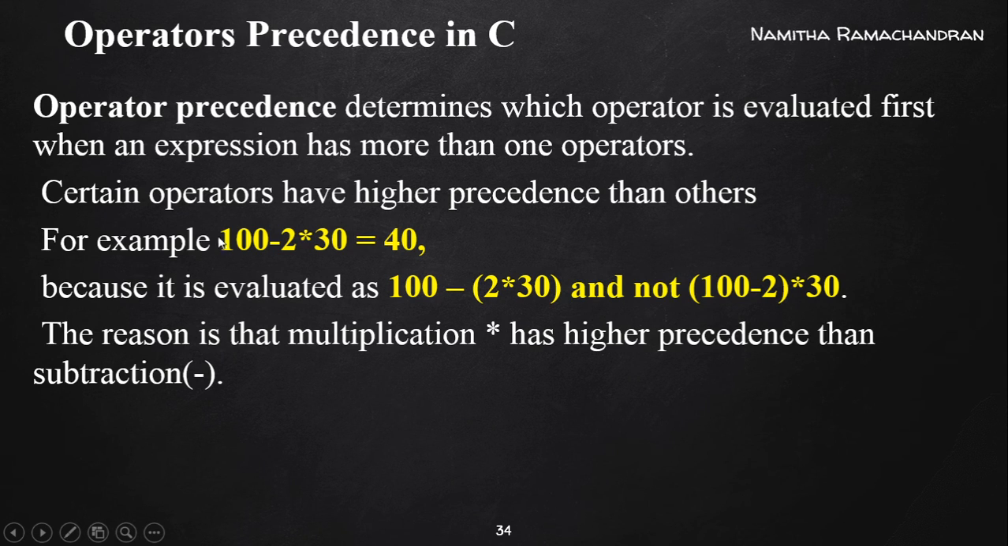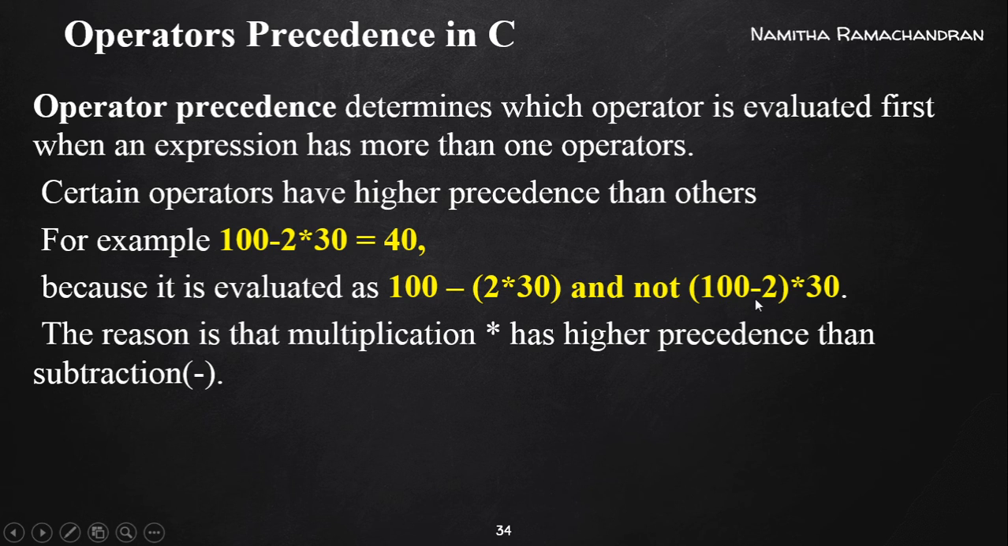Consider one example like this. This is an expression: 100 minus 2 into 30. So the evaluated result is 40. How can we evaluate this expression? We can evaluate like this: 100 minus 2 into 30. That means we need to evaluate this one first, then we subtract the result from 100. This is the correct evaluation method.